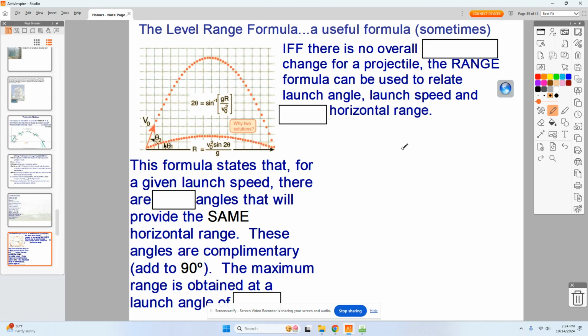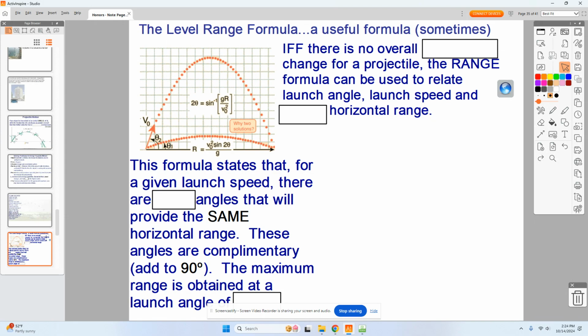So here we are studying projectile motion, and I want to show you this level range formula. It's a useful formula sometimes. What must be true if you're going to use this level range formula? What's the requirement on this? You cannot have any change in the overall elevation of this projectile.